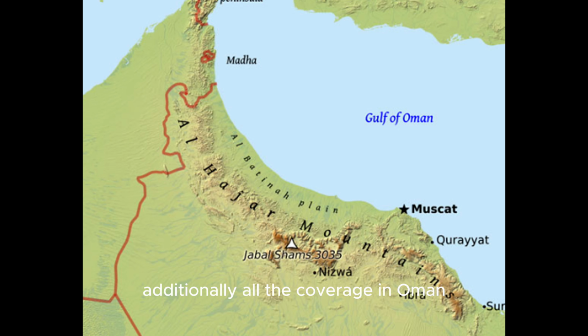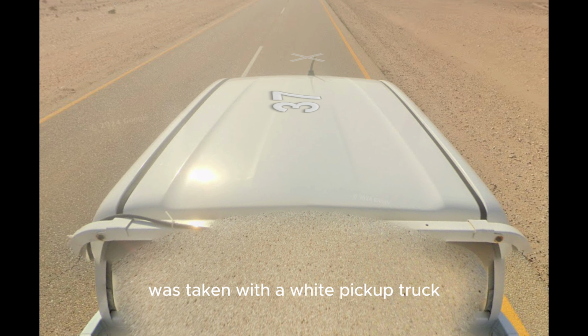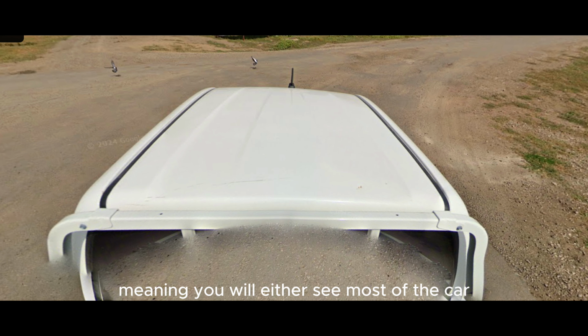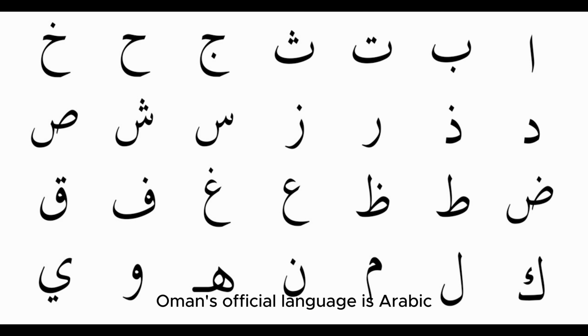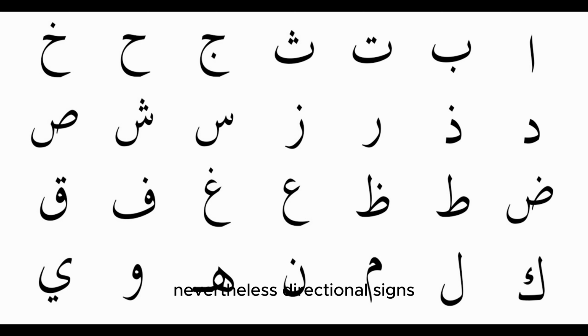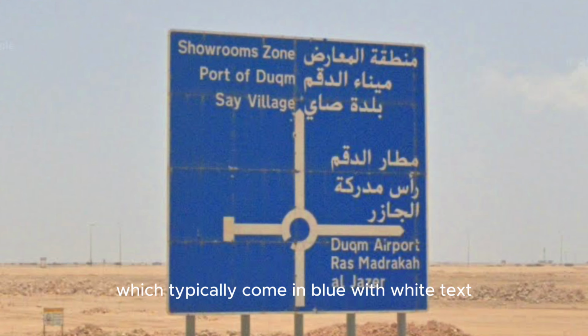Additionally, all the coverage in Oman was taken with a white pickup truck, similar to the one found in Kazakhstan, meaning you will either see most of the car or a large front blur. Due to their geographical position in the Arabian Peninsula, Oman's official language is Arabic. Nevertheless, directional signs, which typically come in blue with white text, also feature English text.